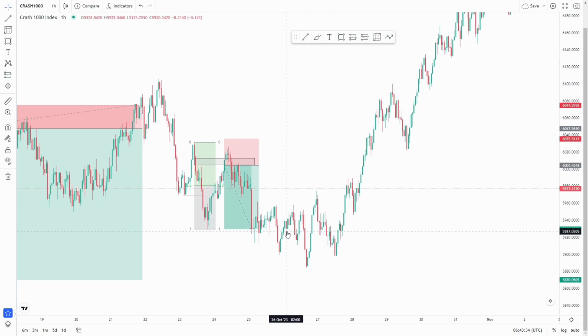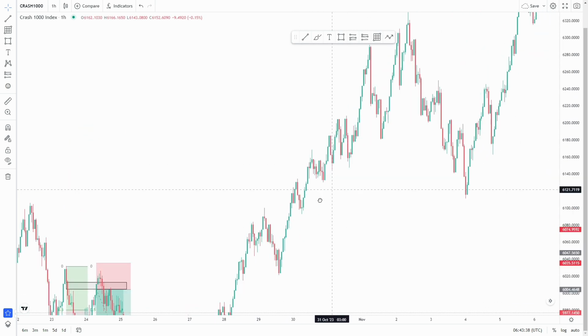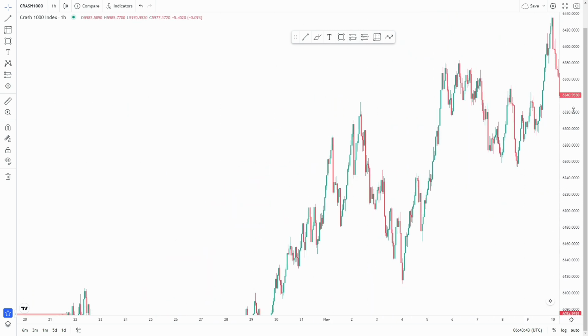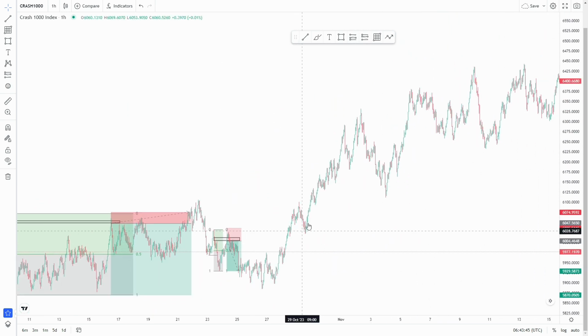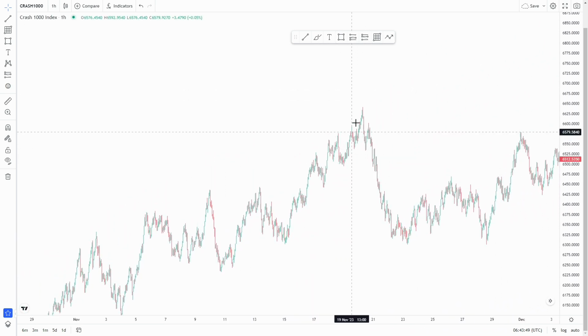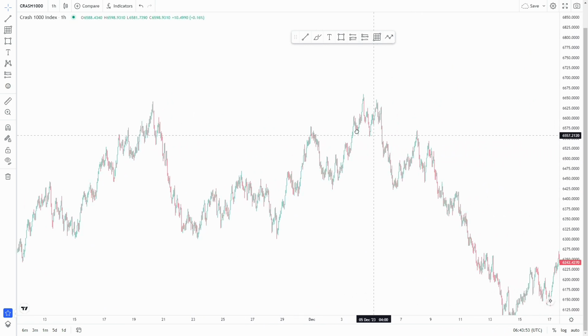And this is where market structure plays a big role. As you can see, market structure is changing. So you are not taking any trades because of the bigger picture. We are in an uptrend now, as you can see. We're only going to get into trades again as soon as structure shifts.